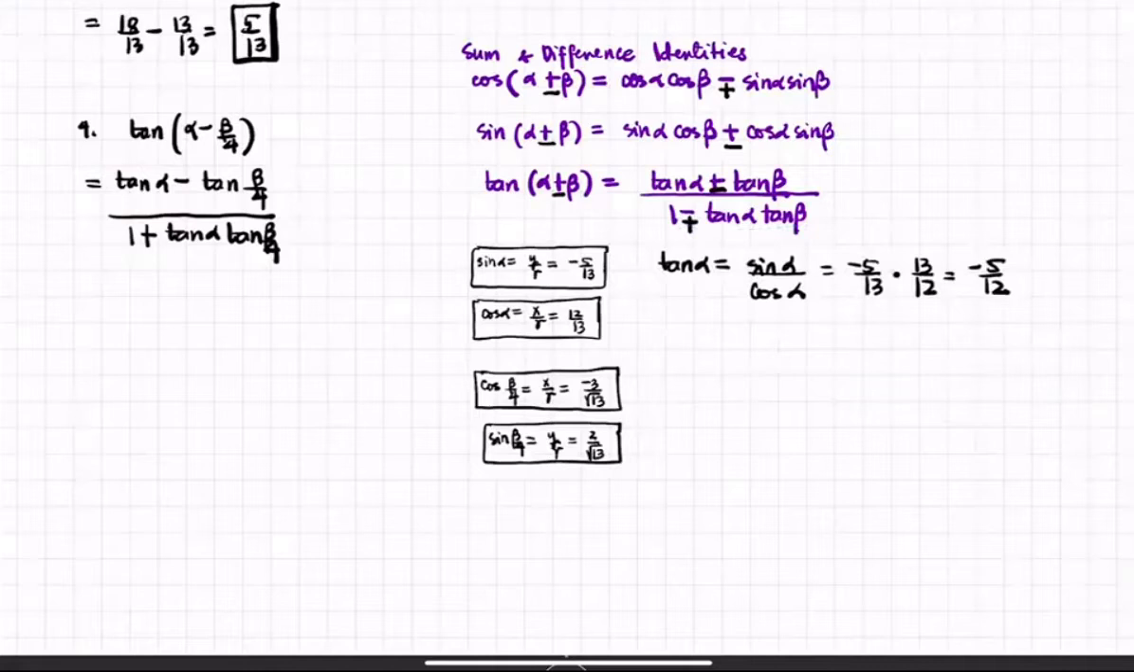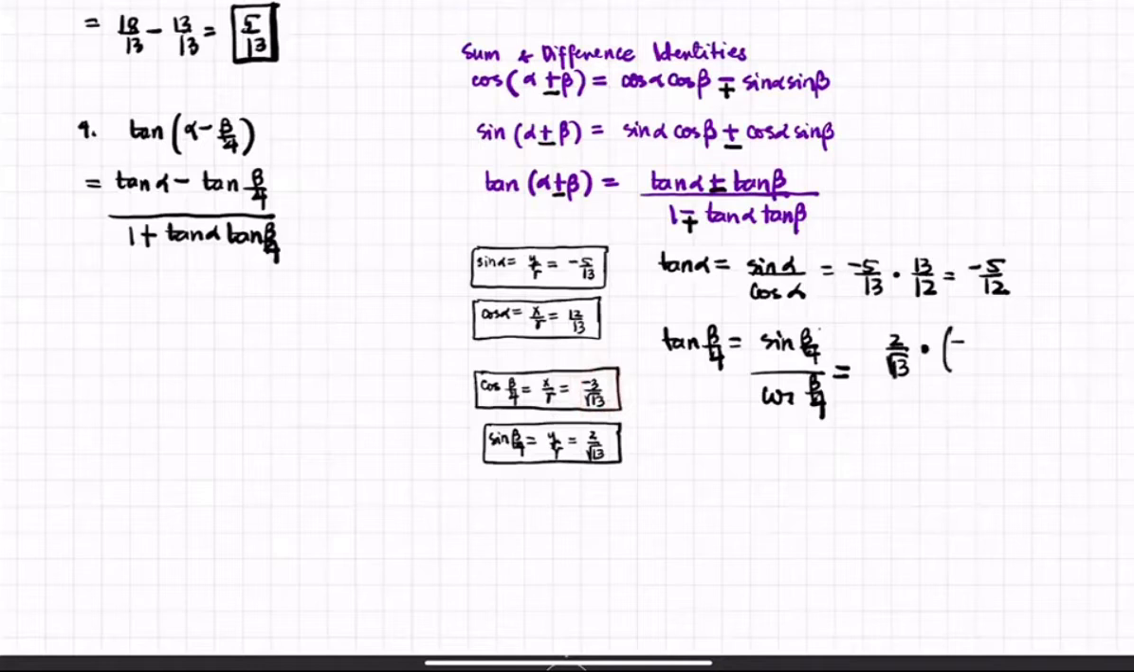I need space. And tangent beta over 4, ganun din, sine beta over 4 divided by cosine beta over 4. Which is the same as sine beta over 4 is 2 over square root of 13. You divide by cosine, so you just multiply by the reciprocal of cosine. The reciprocal of cosine is negative square root of 13 over 3. Which is negative 2/3 kasi cancel na. Question so far?